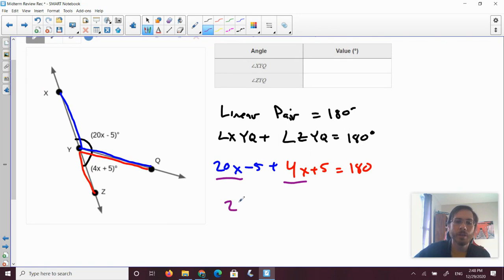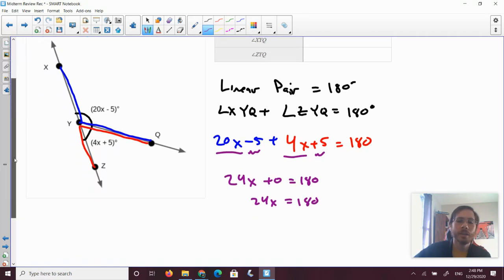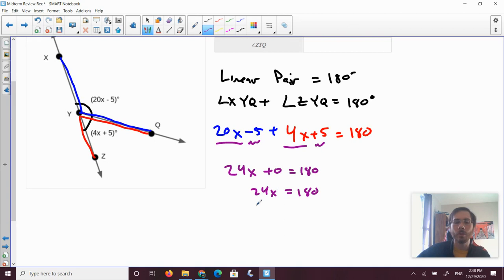So combine our like terms, 20x plus 4x is 24x. Minus 5 plus 5 is 0. I'll still put the 0 there, though we don't really need to if we don't want to. And then to get x by itself, we have to divide by 24. So we'll divide both sides by 24. So x equals, I think that's like 7.5, but I'm going to double check in case I forgot it. Oh, yep, that works. So I put it in the calculator. I got x is 7.5.